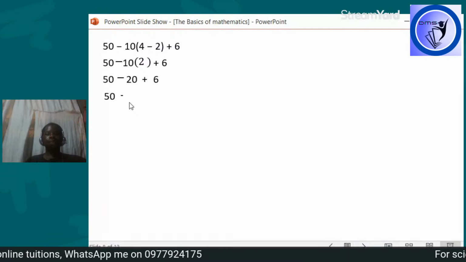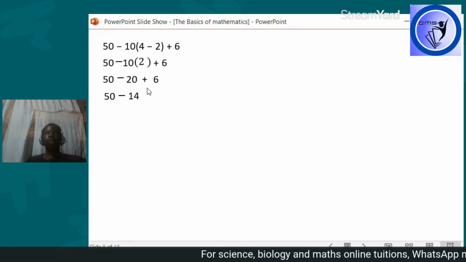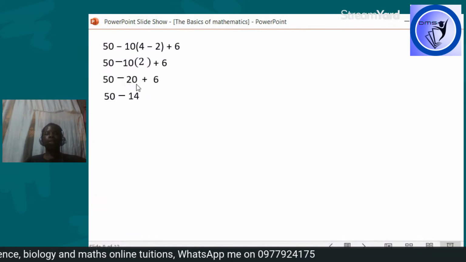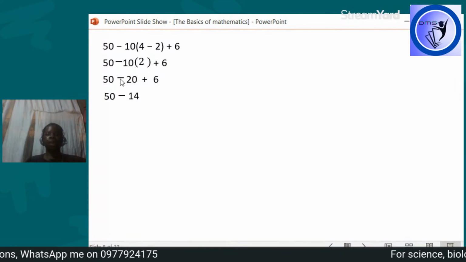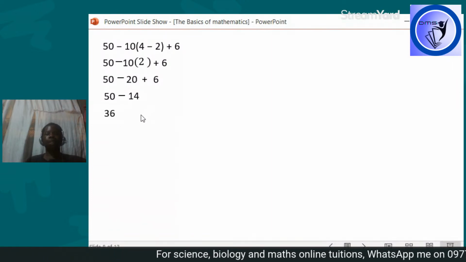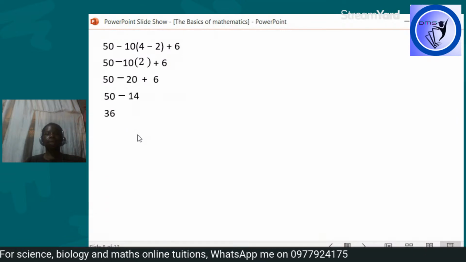So here we can have minus 14. If we say minus 20 plus 6, it is as good as saying, because they have different signs, 20 minus 6, 14. Now, since 20 has a minus, even 14 will have a minus. Then here we'll do it very easily. 50 minus, 14 will get 36. Okay, so easy, so easy.